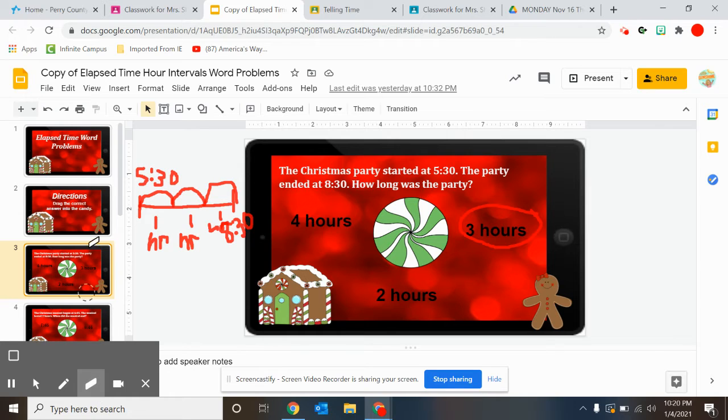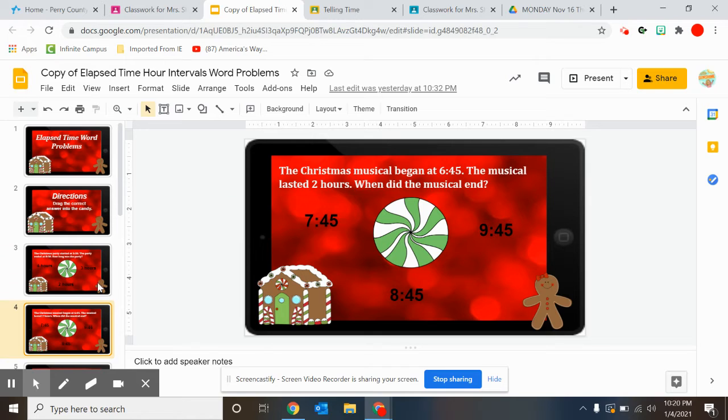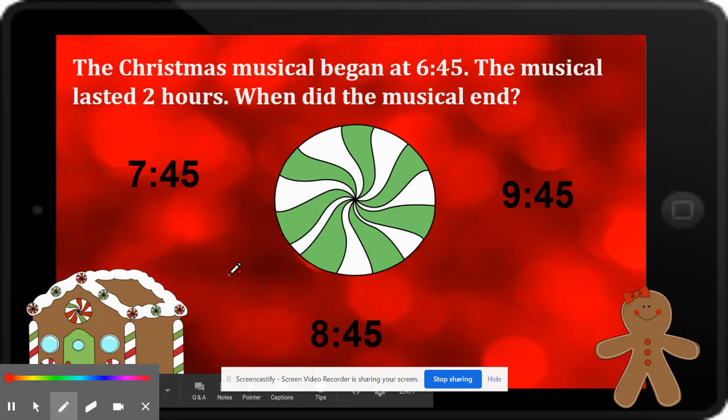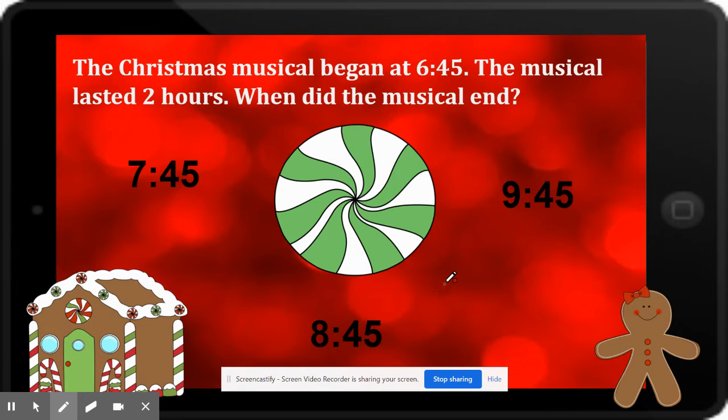They get a little bit more difficult when you start dealing with minutes. So let's go down here and look at one where we have to figure out the minutes. Okay, let me see if I can make this just a little bit bigger. The Christmas musical began at 6:45. The musical lasted 2 hours. When did the musical end? It's very important that you read the way that this is worded, because it's not asking you how long it lasted. It's telling you that it wants to know when it's going to end.